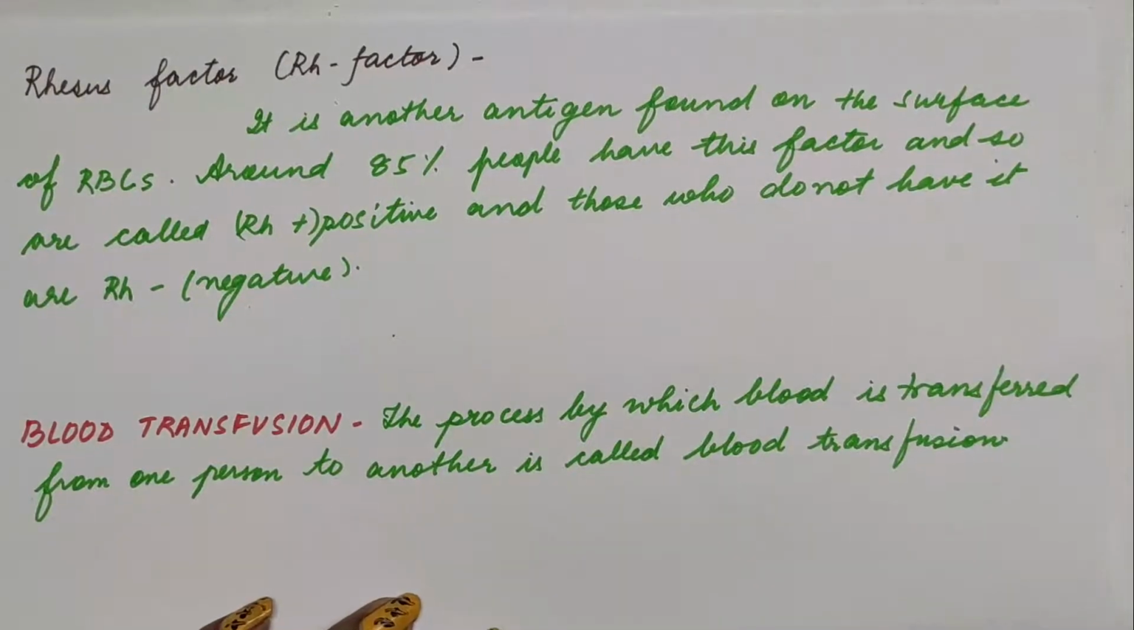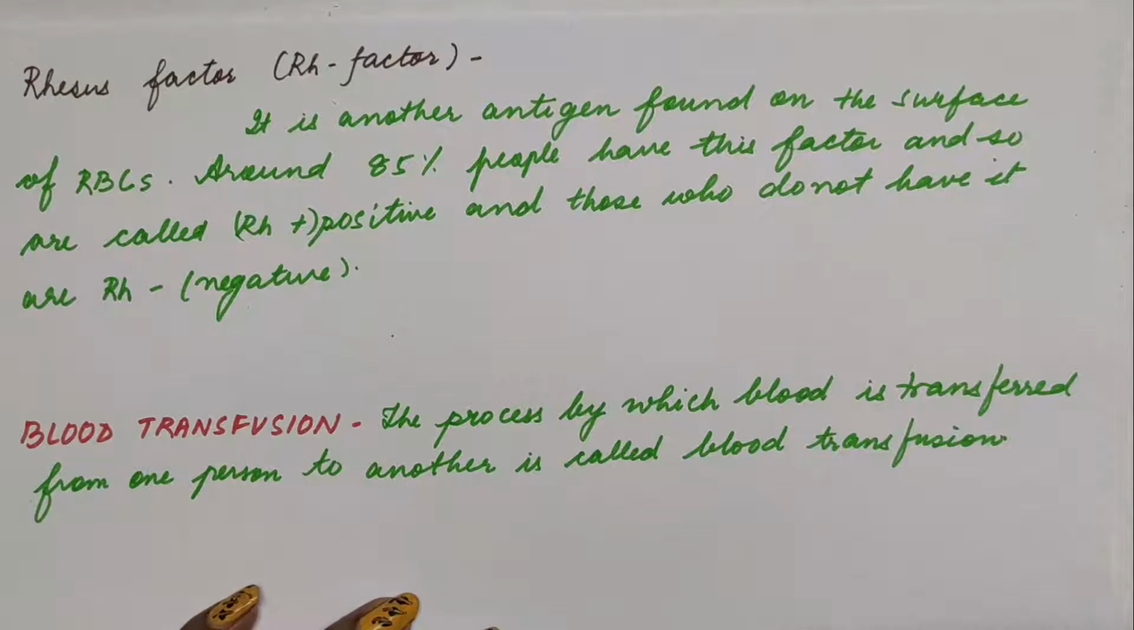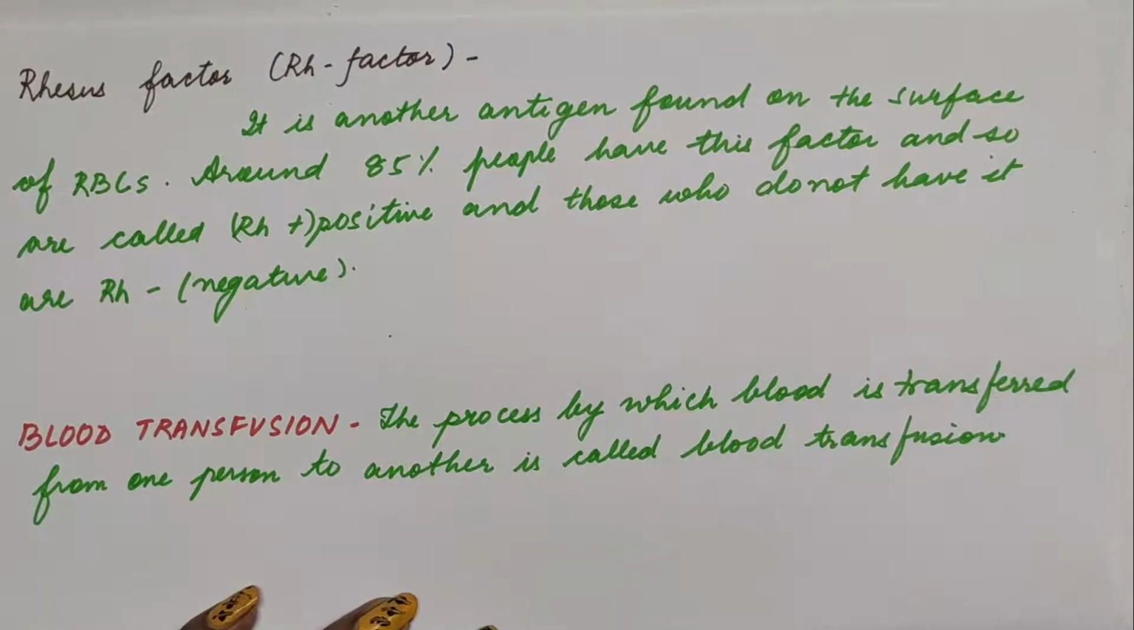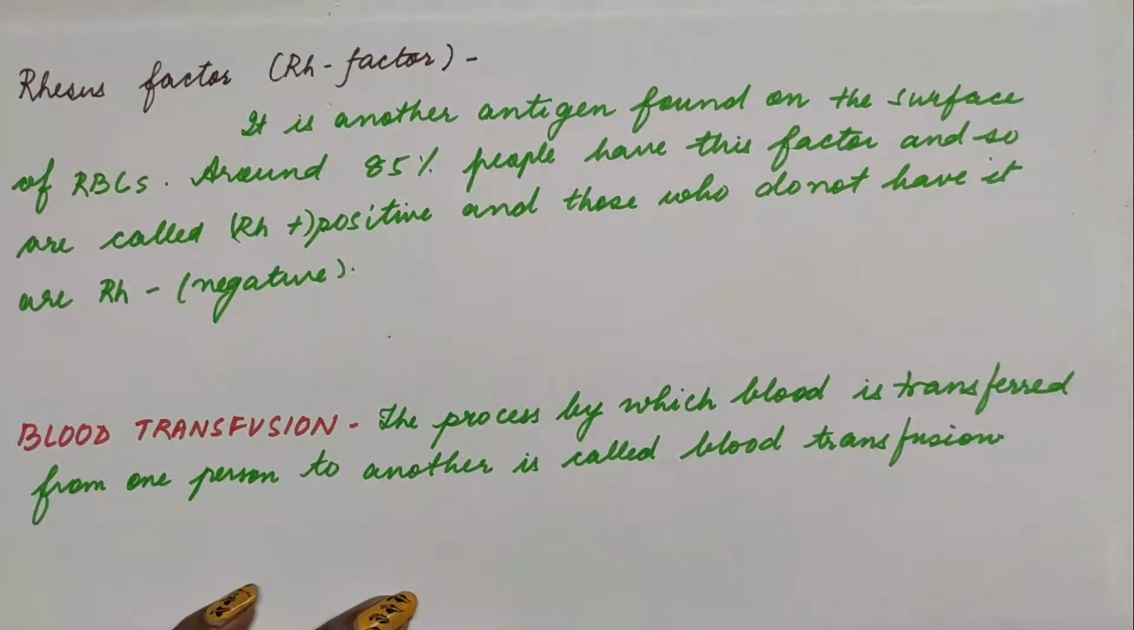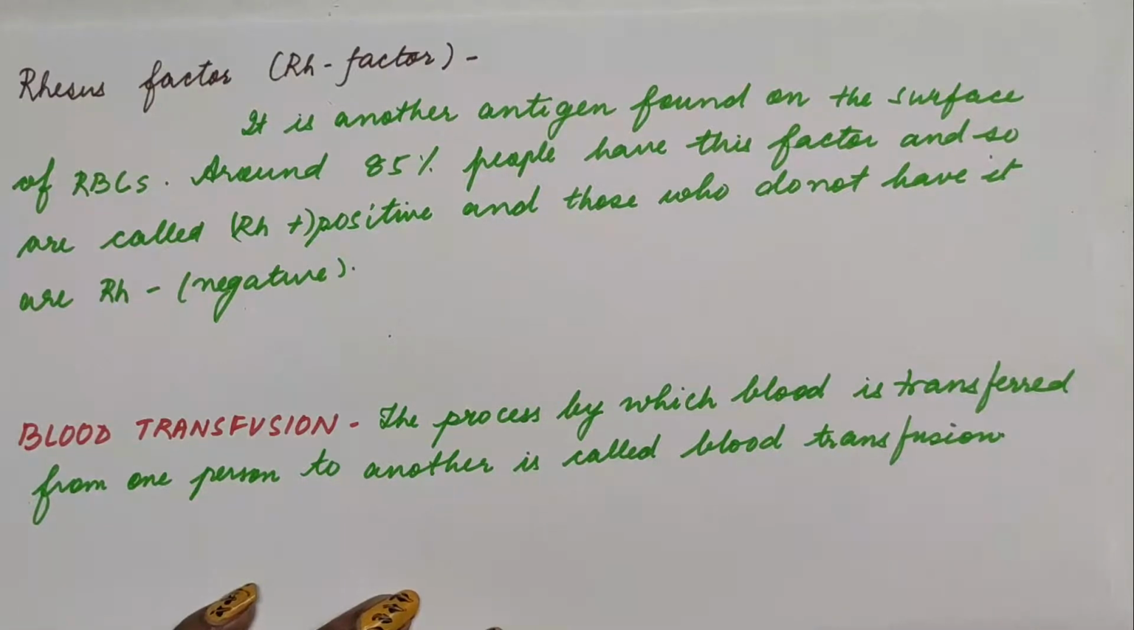Also, there is another factor which is known as the rhesus factor or the Rh factor. This is another antigen which is found on the surface of the RBCs, and around 85% of the people in the world have this Rh factor in their blood. So they are Rh positive, whereas those who do not have this factor are Rh negative. And this is named the rhesus factor because it was first discovered in rhesus monkeys.